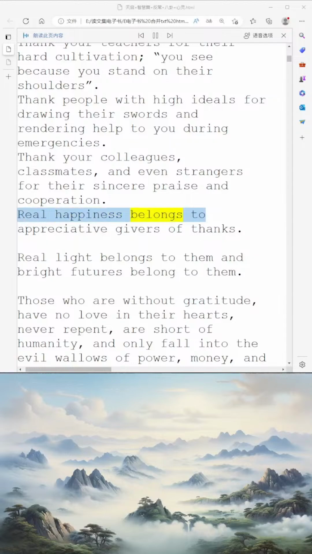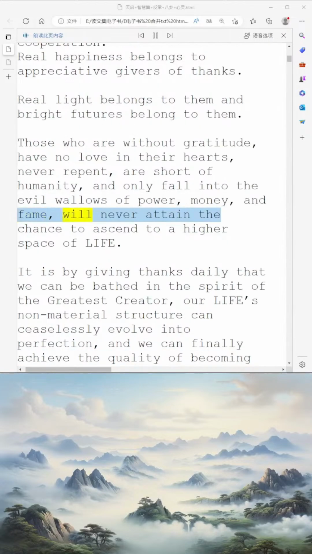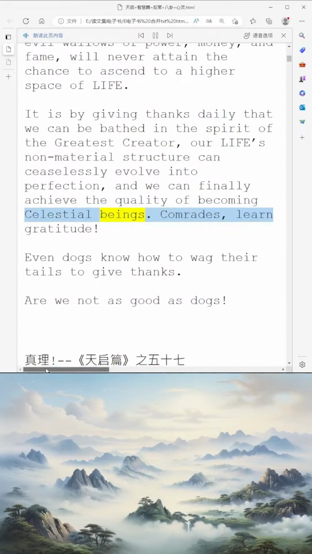Real happiness belongs to appreciative givers of thanks. Real light belongs to them, and bright futures belong to them. Those who are without gratitude, have no love in their hearts, never repent, are short of humanity, and only fall into the evil wallows of power, money, and fame, will never attain the chance to ascend to a higher space of life. It is by giving thanks daily that we can be bathed in the spirit of the greatest creator. Our life's non-material structure can ceaselessly evolve into perfection, and we can finally achieve the quality of becoming celestial beings.